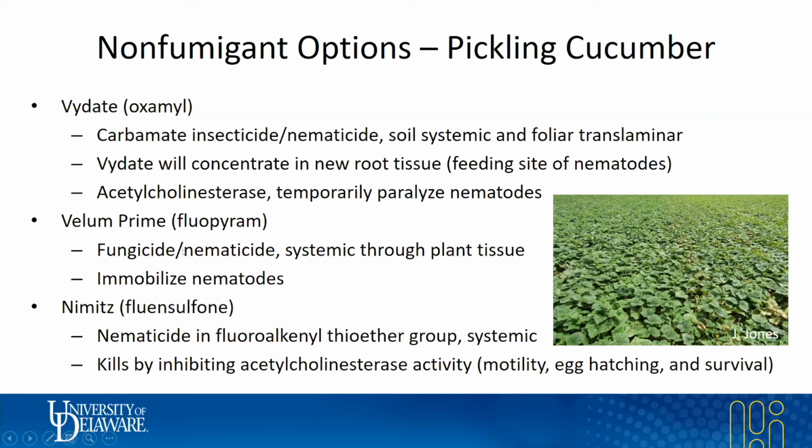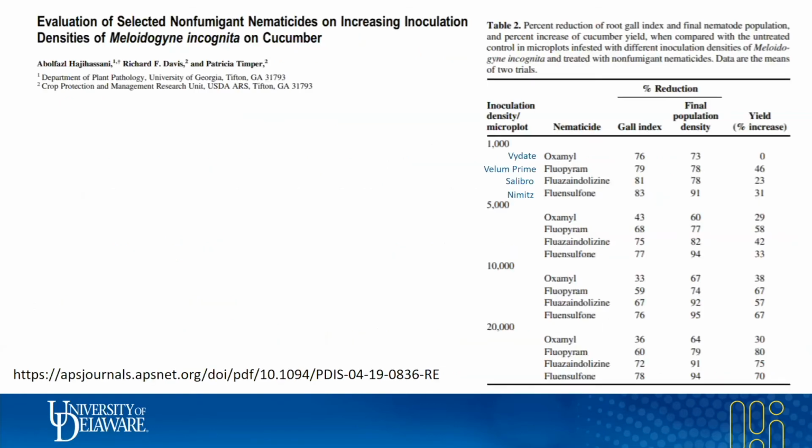Velum Prime is another option that's out there. This one is a fungicide that also has some nematicide activities. It's again systemic through plant tissue and basically working by immobilizing those nematodes. So again, they get disoriented, can't really move and make those feeding sites. And we also have Nimitz. This one, again, targets that acetylcholinesterase activity. So it limits motility and egg hatching, which leads to an overall decline in survival.